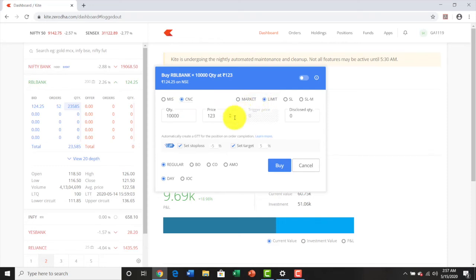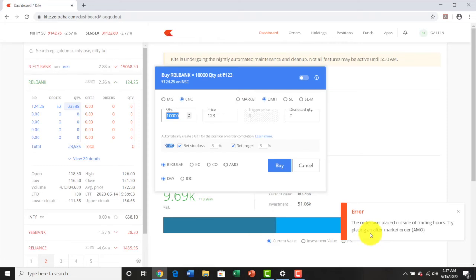Now, as soon as I've put in the details in the blanks, quantity, price, disclosed quantity, regular, day, and IOC, whatever it is, I'm simply going to press the buy option. As soon as I do that, as you can see, the order was placed outside of trading hours. It even shows us this: try placing an aftermarket order. This is a very nice thing that the exchange offers us.